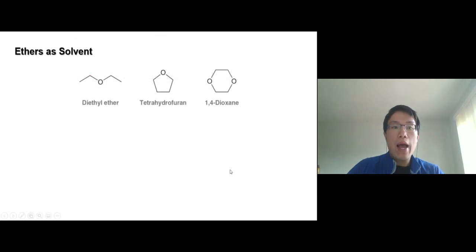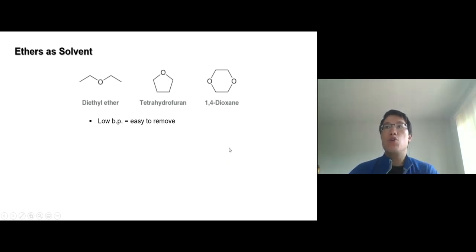Okay. Ether is usually used as a solvent, and the only reason is it has a low boiling point. It's easy to remove. So think about it. When you set up the reaction, you add reactant, catalyst, solvent, right? And at the end, let's say you have product. You want to remove everything that's not a product. You want to get the pure product.